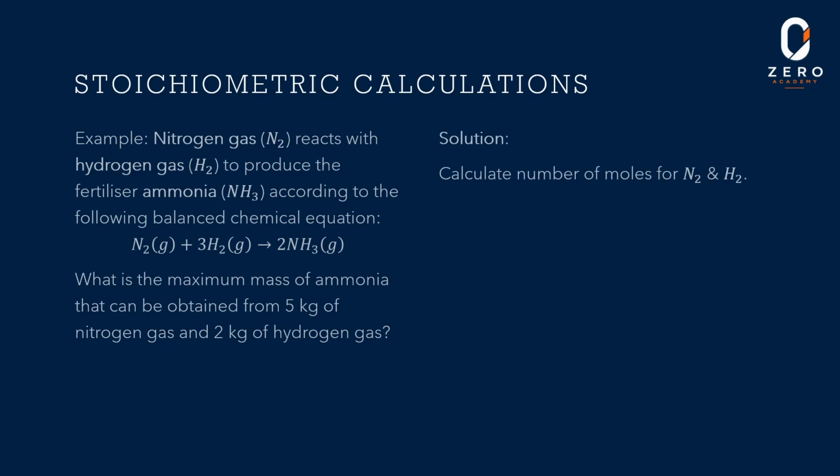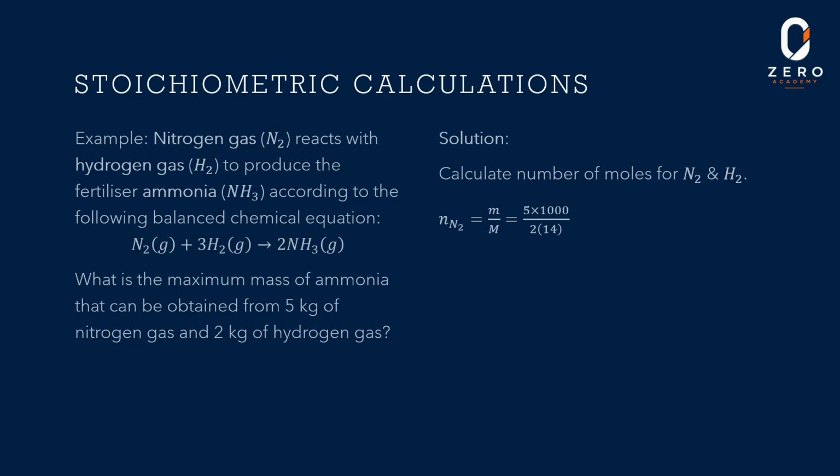First, we calculate the number of moles of nitrogen and hydrogen. The number of moles of nitrogen is equal to mass over molar mass, which is equal to 5 multiplied by 1000 because we are converting it to grams, divided by 2 multiplied by 14, which is the molar mass of nitrogen on the periodic table.